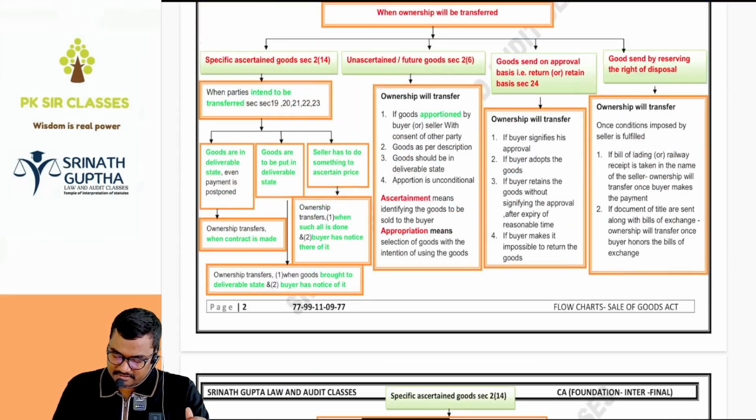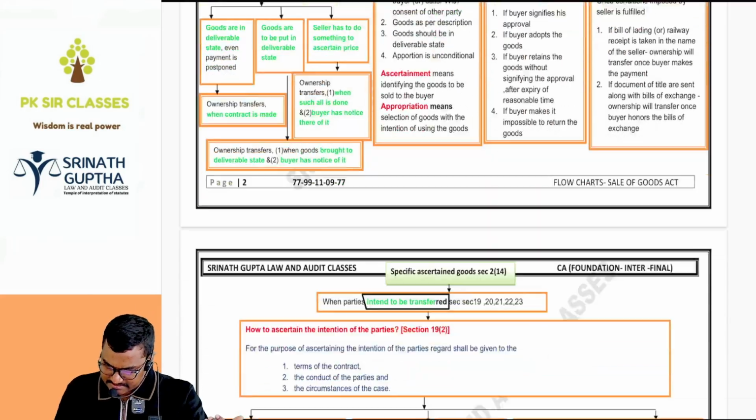Next, where there is an unconditional contract for sale of the specific goods which are in deliverable state.